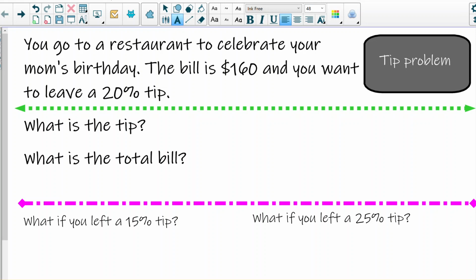Hey guys, let's talk through how we would solve a tip problem. So you go to a restaurant to celebrate your mom's birthday. The bill is $160 and you want to pay a 20% tip.